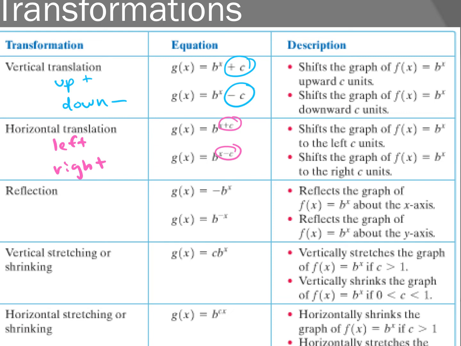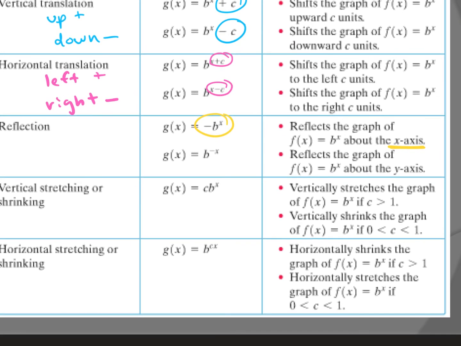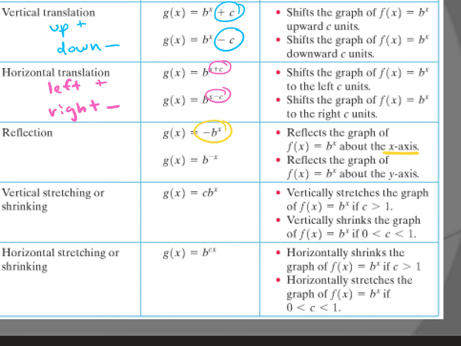So if I'm adding, we go to the left. If I'm subtracting, we go to the right. If I have a negative on the outside, that reflects the graph about the x-axis. So that would kind of change our domain and range. Well, the domain would stay the same, but it would change the range. So when we have transformations, our properties change a little bit.